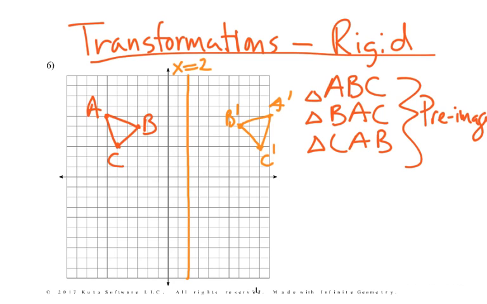Now remember, if we reflect across a vertical or y-axis, the y values stay the same because it's on the same line. The x values became opposite. If it was like the x-axis, a horizontal line, then the x values would stay the same, the y values would change. Okay? Now let's say we rotate it around the origin.